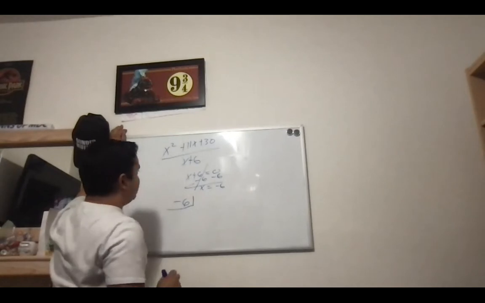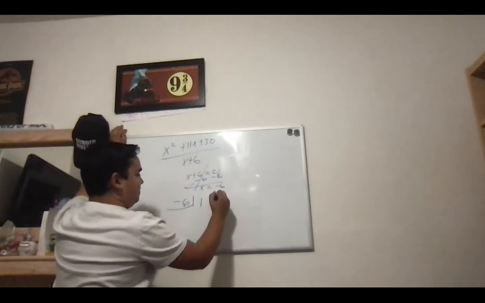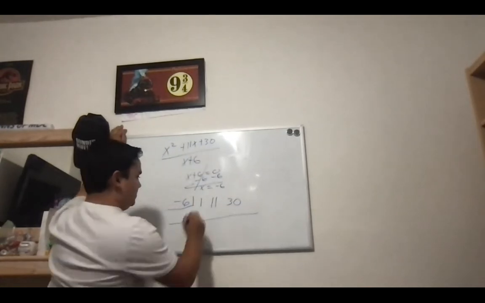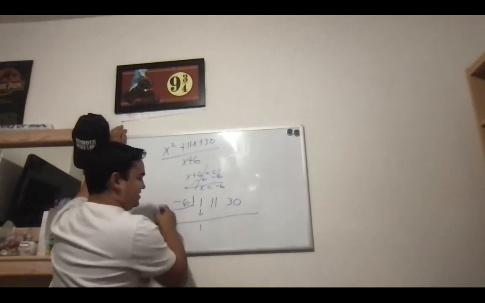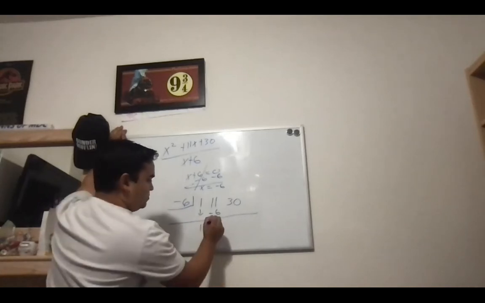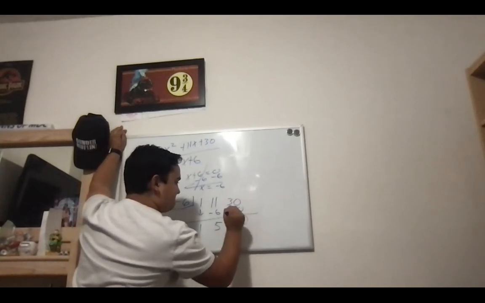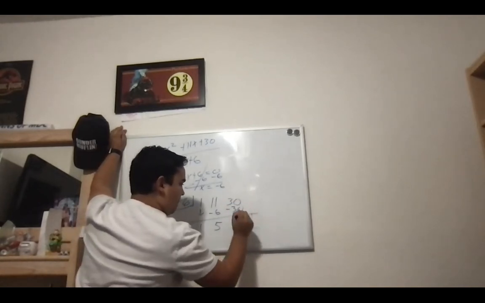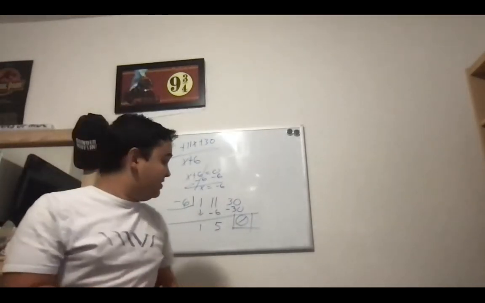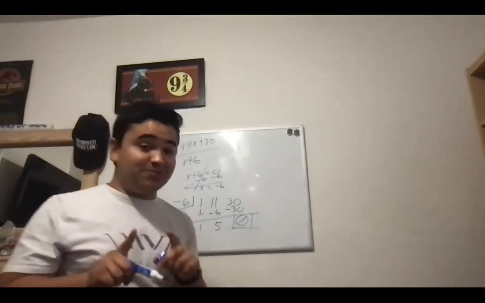Put that negative 6 again in the box. Line up our coefficients: coefficient 1, coefficient positive 11, and coefficient 30. Drop down 1 like it's hot. 1 times negative 6 is negative 6. 11 plus negative 6, which is the same thing as saying 11 minus 6, is positive 5. Positive 5 times negative 6 is negative 30. 30 minus 30 is 0, which proves that we have a remainder of 0. Therefore, the factor theorem holds in this case.